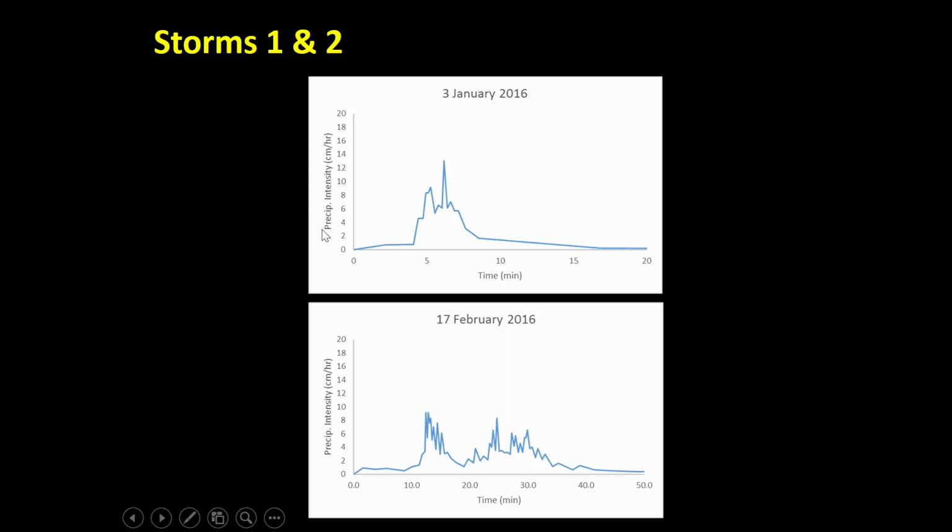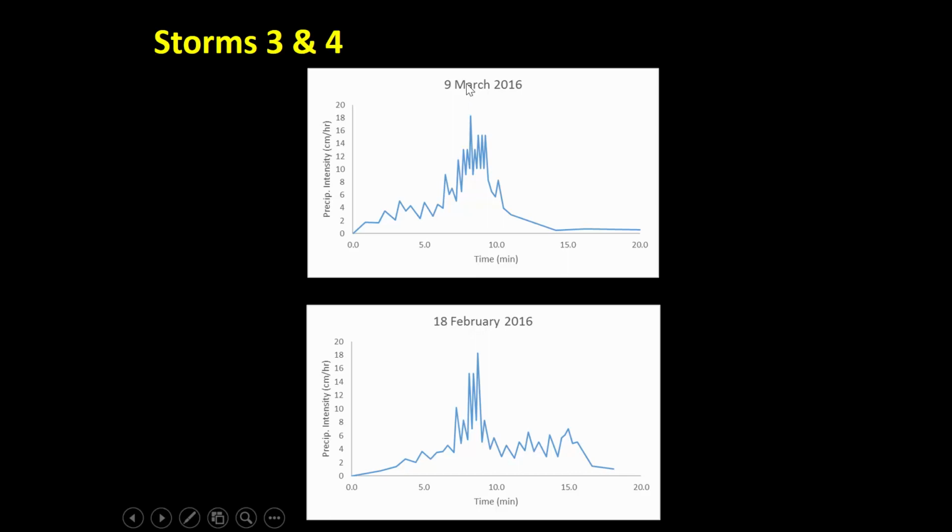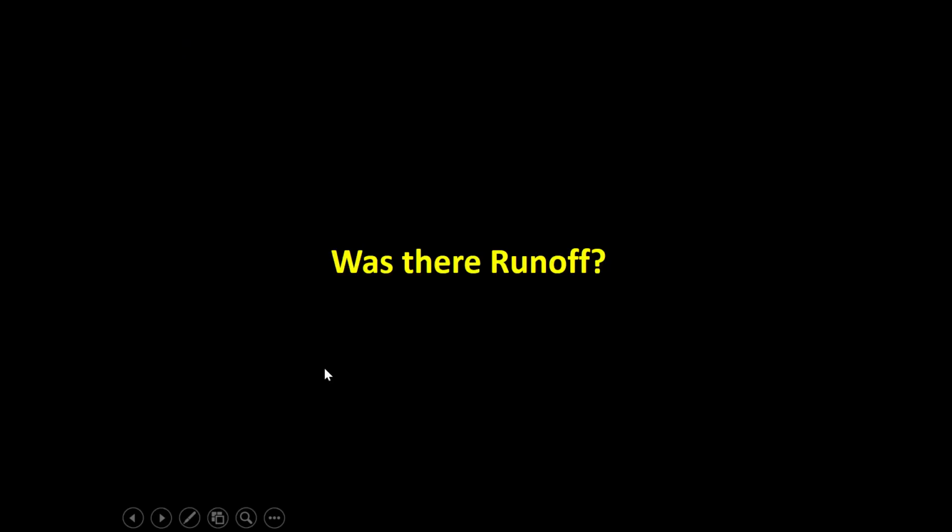This is showing the rainfall intensity, centimeters per hour. And so there was a nice storm on January 3rd, one on the 17th of February, another storm in March, and another one the day after. The 17th and the 18th of February had some good storms with heavy intensity. So I was gratified to see that there was a measurement of rainfall.